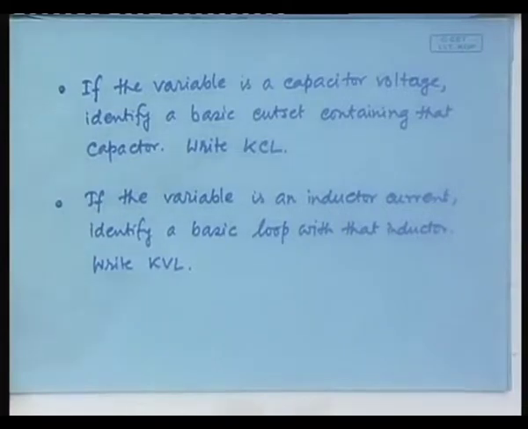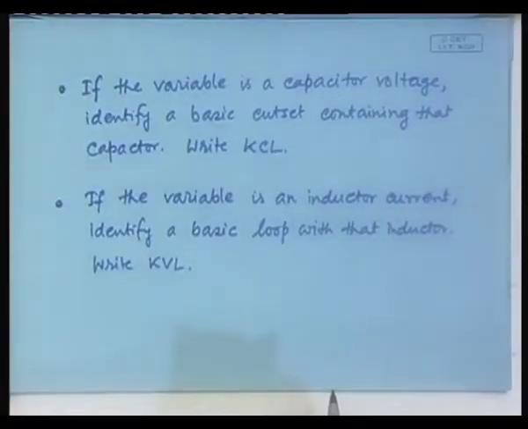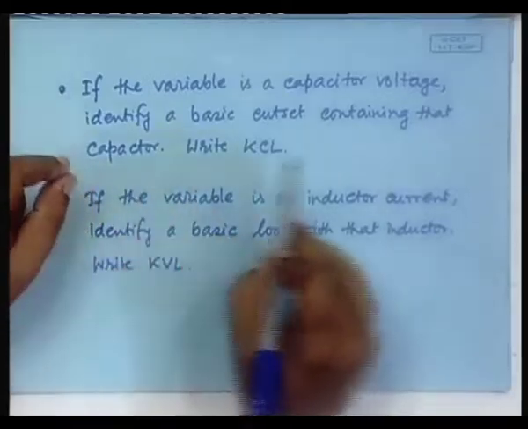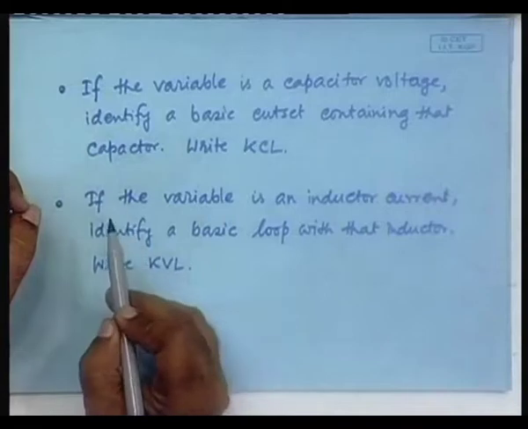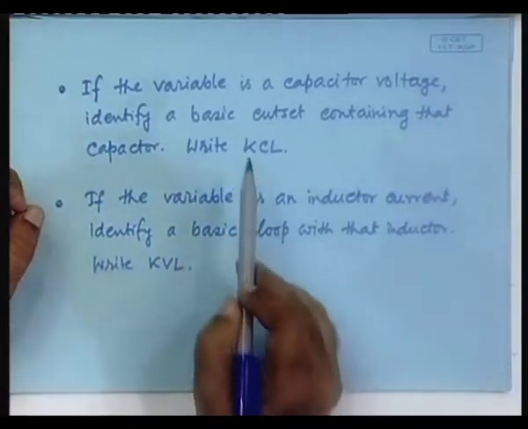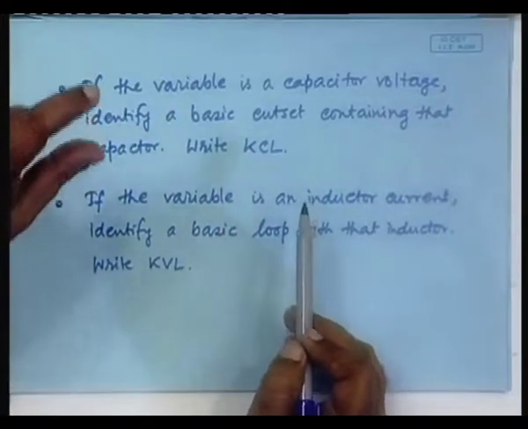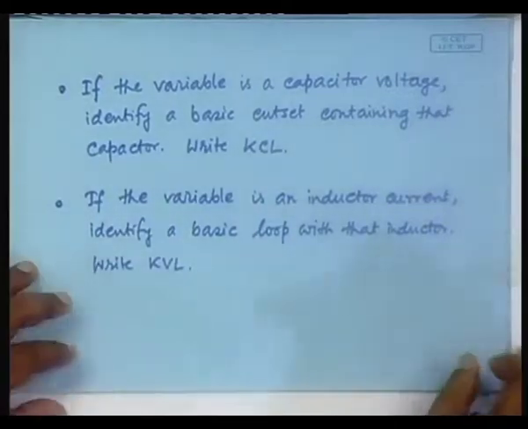Then write KVL, that is it. Clear. So, we are not going on writing the KCL and KVL equations for all possible loops, trees, branches, no. We are just doing it for the specific cases. What is it? If we are trying to write down the equation for the capacitor voltage, we will identify the basic cut set, and then we will write the KCL for that cut set, that is it. So, let us illustrate.